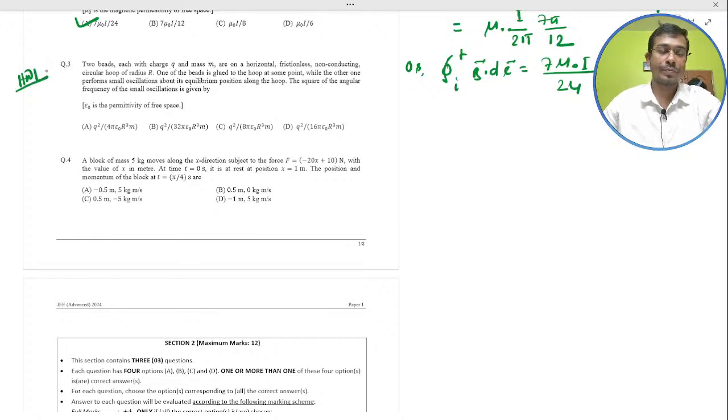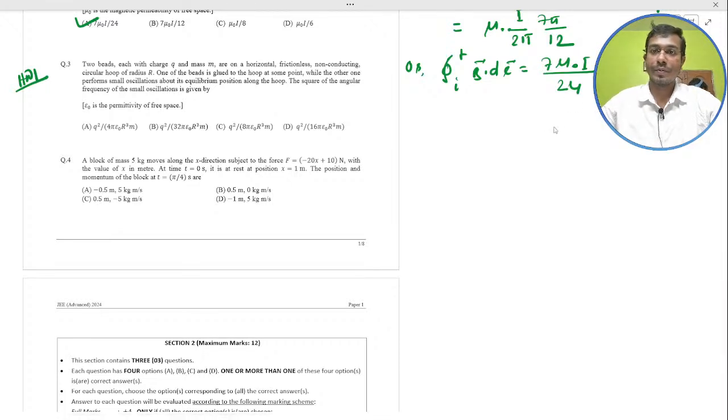Question number 4. A block of mass m, 5 kg, moves along the x direction subjected to the force F equal to minus 20x plus 10 Newton divided by 20, with the value of x in meter. At time t equal to 0 second, it is at rest at position x equal to 1 meter. The position and the momentum of the block at t equal to pi by 4 second are what?